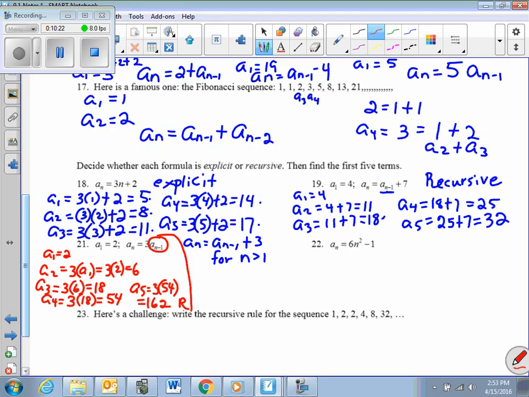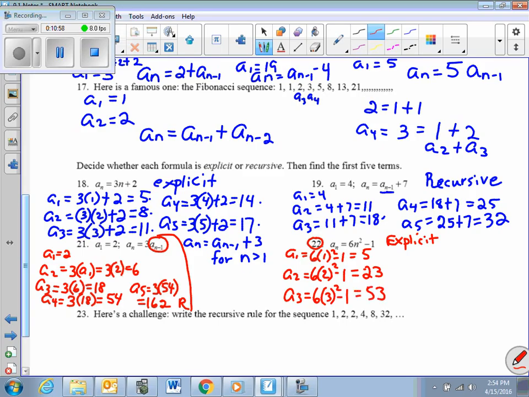And finally, number 22, looks like we definitely have an explicit rule because there's no previous, no a sub n minus 1. So let's figure out what we got here. A sub 1, 6 times 1 squared minus 1, which is 5. A sub 2, 6 times 2 squared minus 1, which is 23. A sub 3 is 6 times 3 squared minus 1, which is 53.